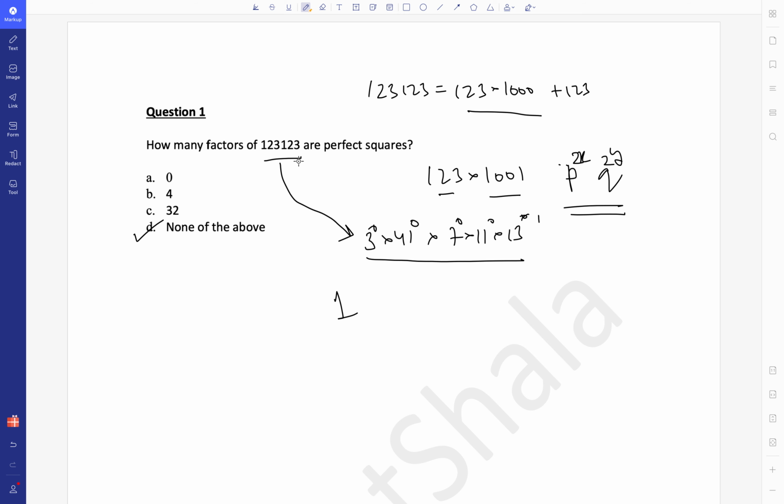Just make sure that you know how to factorize this fast, because if you factorize this the conventional way, you'll take an extra 10 to 15 or 20 seconds. This way you can factorize it within 3 or 4 seconds.